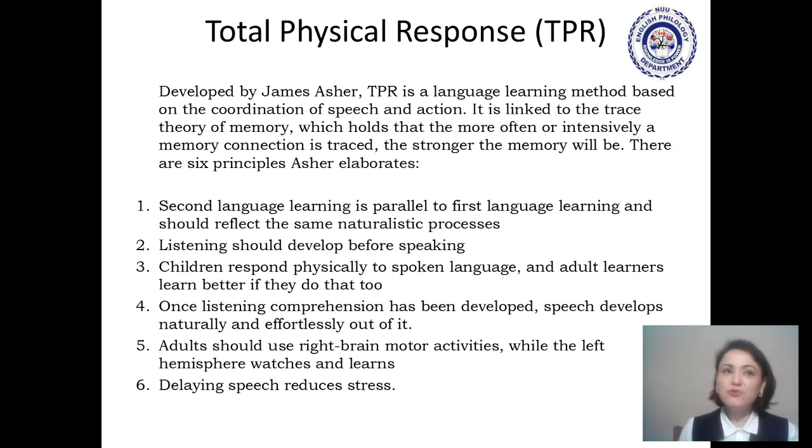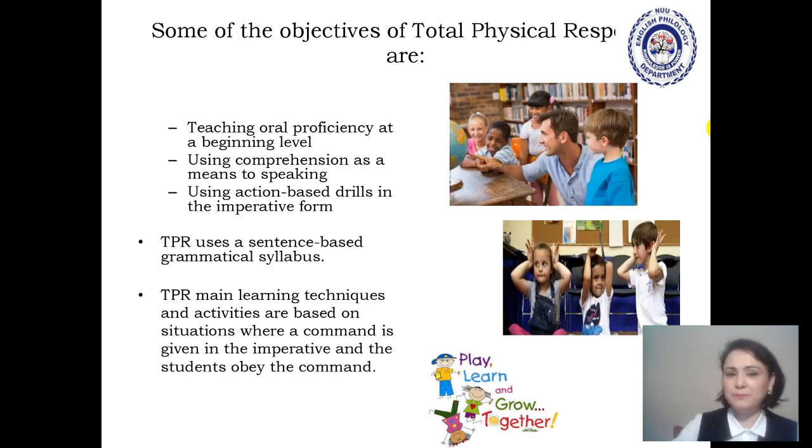In this method, usually you try to learn the language with the help of the imperative mood. For example, the teacher tells, okay students, open your books, read the books, come to the board, show me the picture of the bird. Adults should use the right brain motor activities while the left hemisphere watches and learns. Second language learning is parallel to first language learning and should reflect the same naturalistic process.